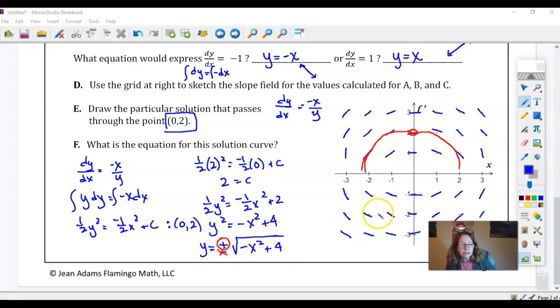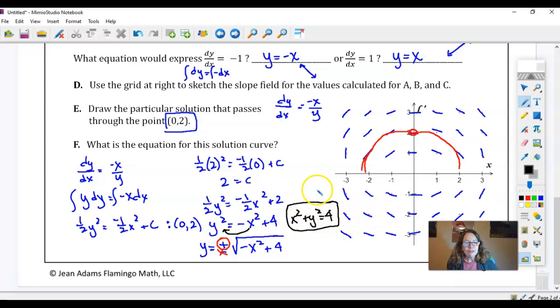Now, something else that I want to do, let me put this one in black here, is I want to move this negative x squared over. So we'll have x squared plus y squared equals 4. That equation, I'm hoping, is familiar to you. That's the equation of a circle, with a radius of 2. And isn't that exactly what this looks like? It's just that we had to stop because our particular solution was only positive. All right, let's go ahead and flip over next.